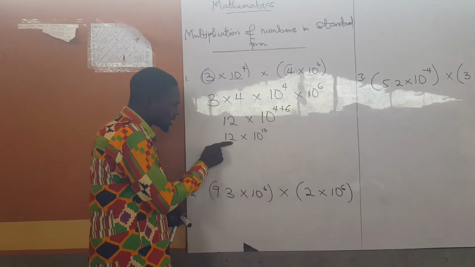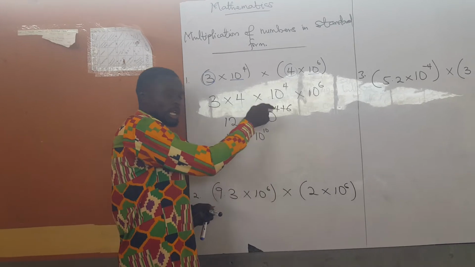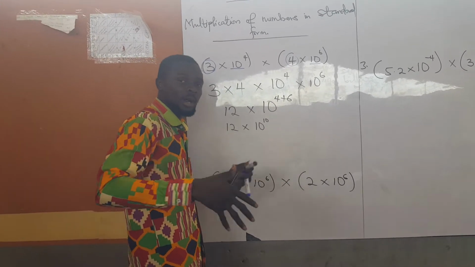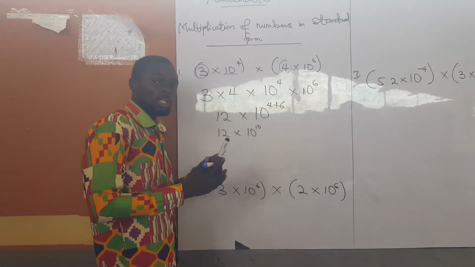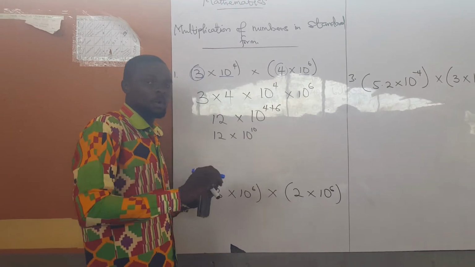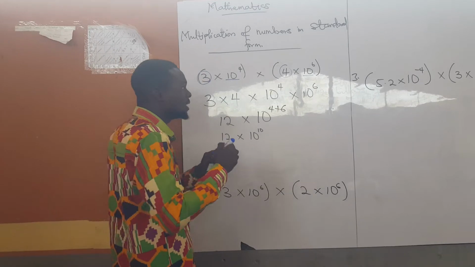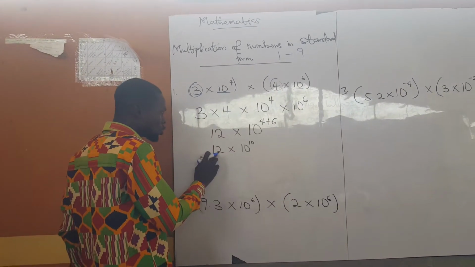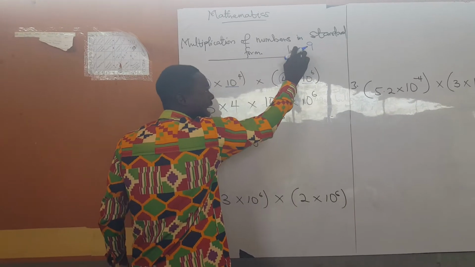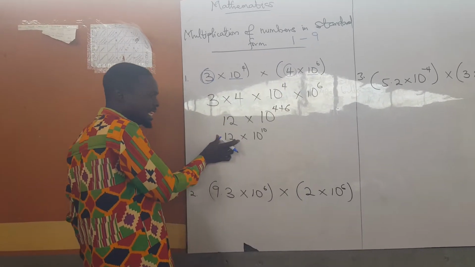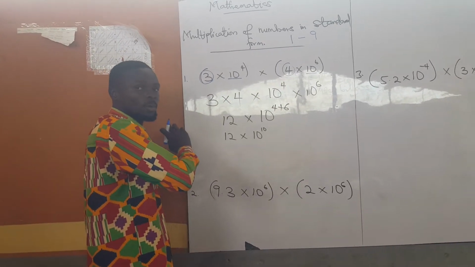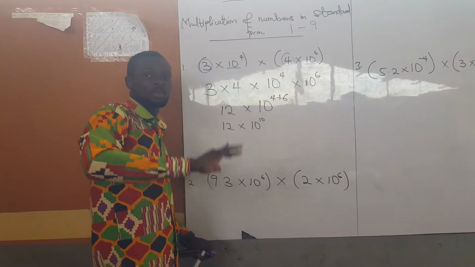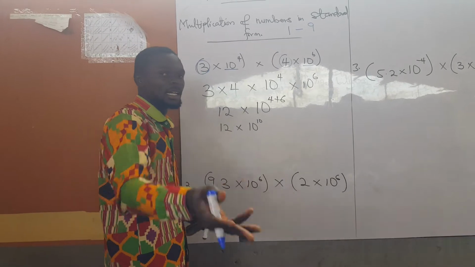When you look at this, 12 times 10 raised to the power 10, this 12 is not within the range we were told. Because we were told that in standard form, the numbers are within the range 1 to 9. So because 12 cannot be located here, we have to change this 12 into standard form. And in our previous video, we've also talked about how to change numbers into standard form.